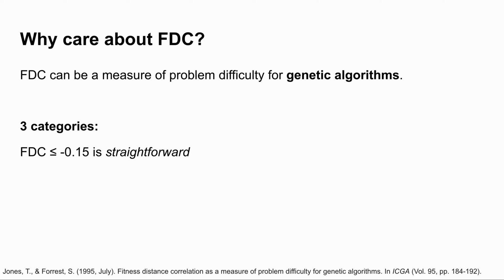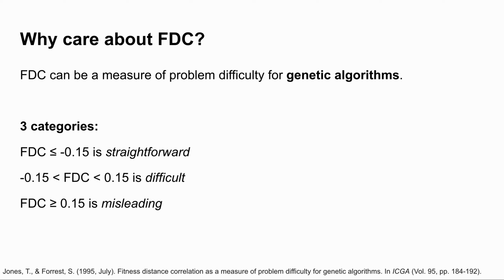An FDC of less than or equal to negative 0.15 is straightforward because solution candidates increase in fitness as they get closer to a global optimum. An FDC between negative 0.15 and 0.15 is difficult because there is weak to no correlation between fitness and distance to a global optimum. Lastly, an FDC of greater than or equal to 0.15 is misleading because solution candidates decrease in fitness as they approach a global optimum.